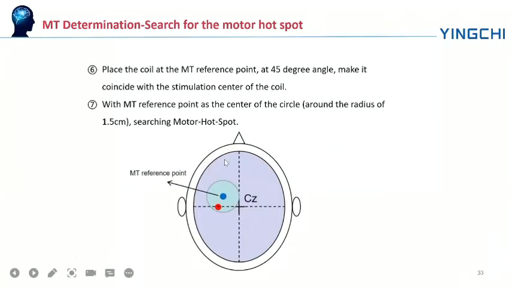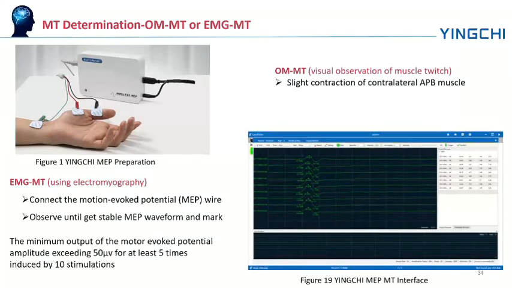So place the coil at the reference point at a 45 degree angle, making it coincide with the stimulation center of the coil, with the reference point as the center of the circle, searching for the motor hotspot. So how do we observe this motor evoked potential?